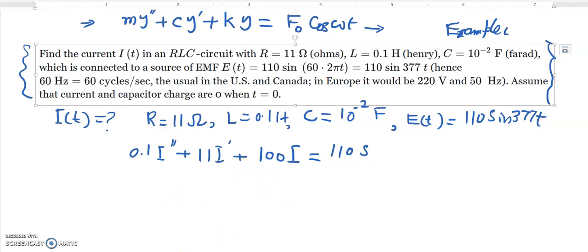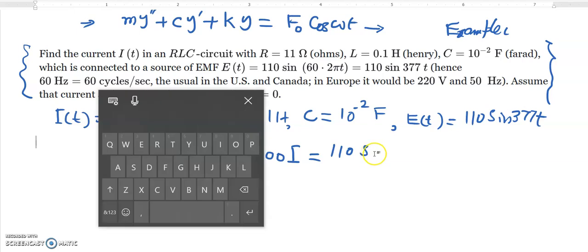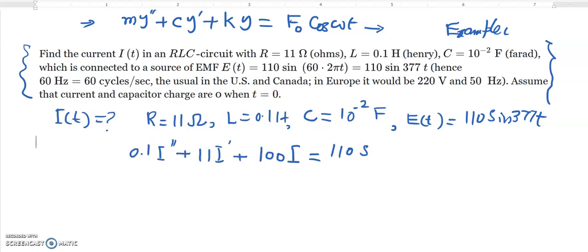So this was 110 sin 377t. Okay, so what we have to do after that is find the solution of this equation. First of all, let's move towards the homogeneous solution.